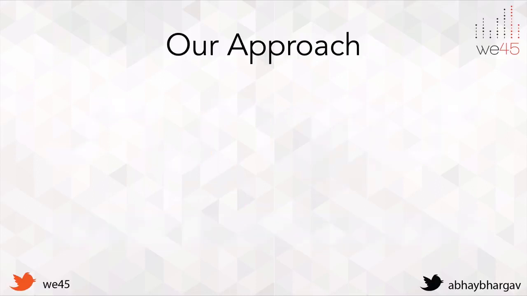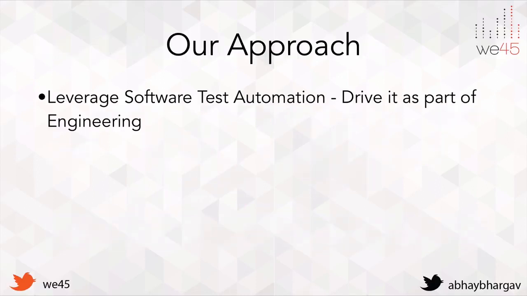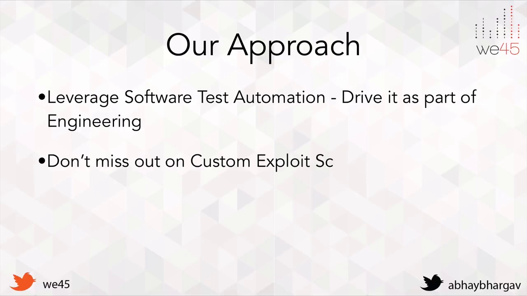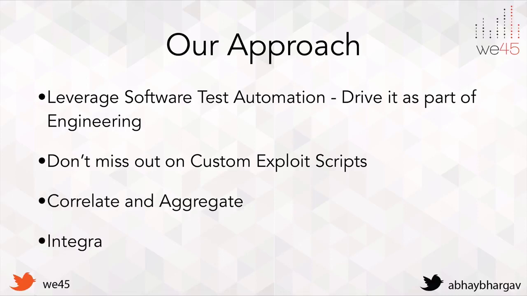So one of the things that we are seeing is we need to leverage software test automation. I'll talk about why we need to do that in a little bit, but this is something that we definitely need to be doing in our process. We'll also talk about something that I would like to call custom exploits or security regressions. We'll look at this, and we'll talk about correlation and aggregation.